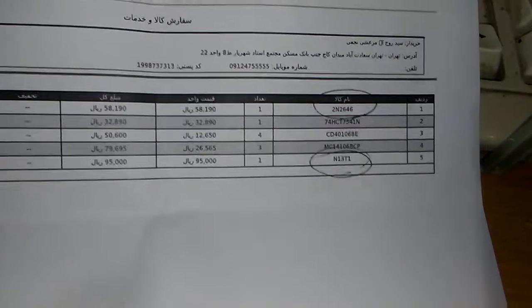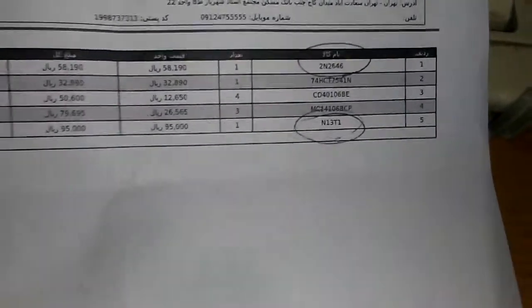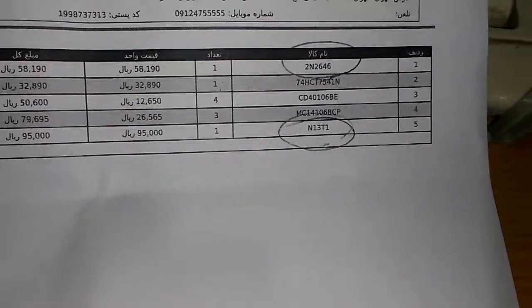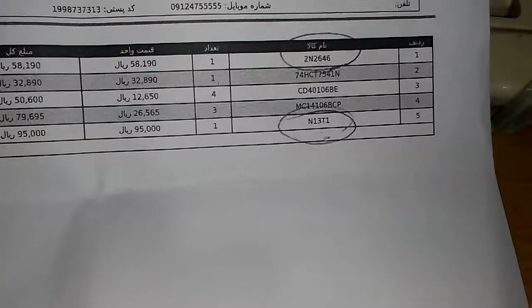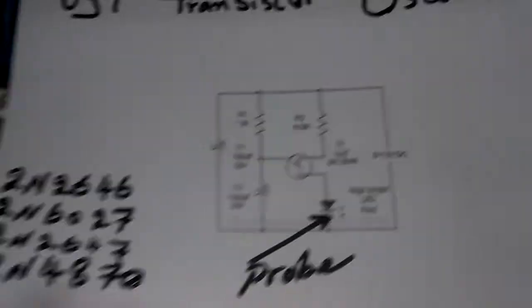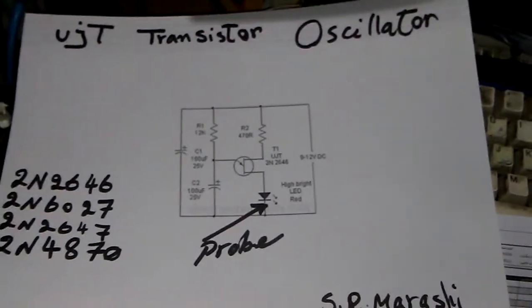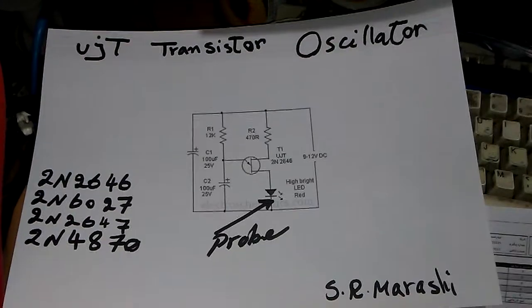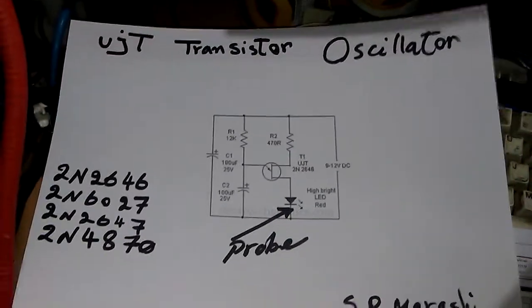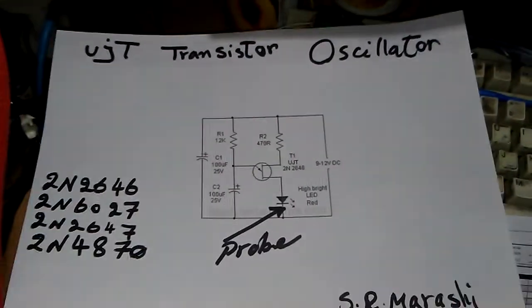Let's take a look at the transistor. UJT is not famous, and I found two transistors, 2N2646 and N13T1, both are UJT, and the price is not too expensive. And here is the schematic I found on Google and worked on a little bit, and we have the result like you checked.